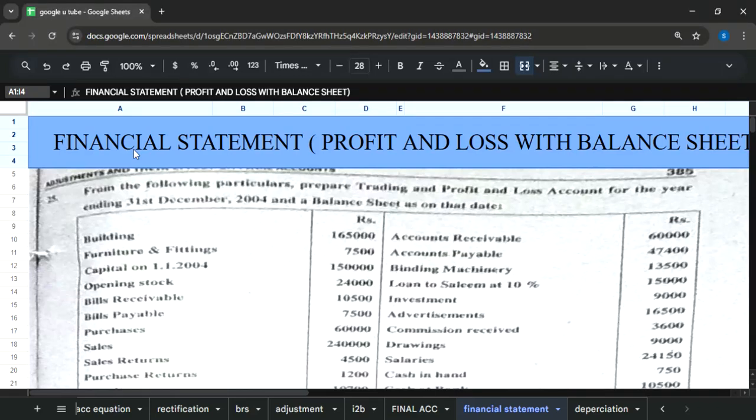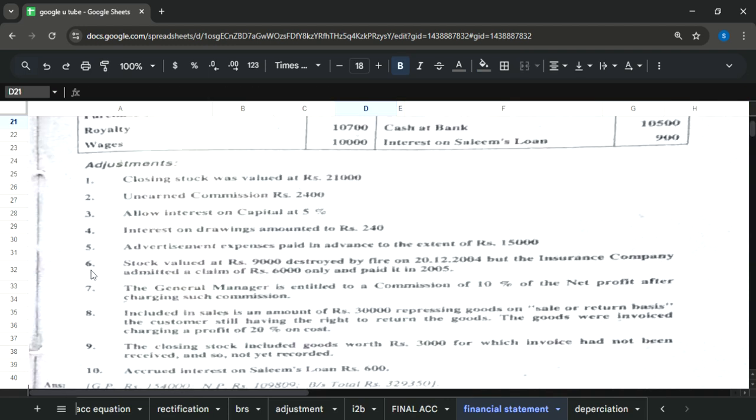Today's target is to understand question number 25 by sequence. It might be question 14 or 15. The chapter we are dealing with is financial statements. As usual, we have two parts. First, you can see there are two columns with several elements, and then we have 10 adjustments. It is a relatively lengthy question, but you will have to be focused.